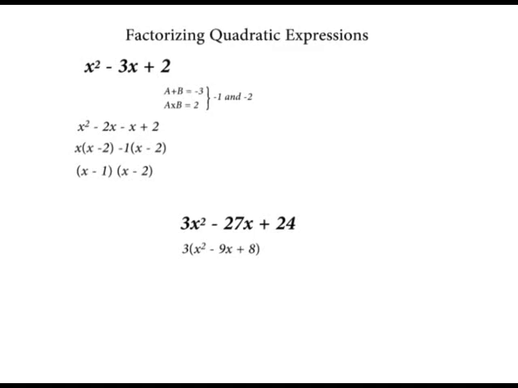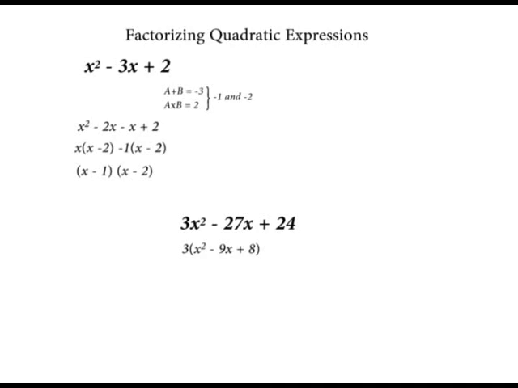Notice we are factorizing 3 out and not dividing by 3 because this is an expression and not an equation. If we had 3x squared minus 27x is equal to 24, then we can divide both sides of the equal sign by 3. But in expressions, we don't have an equal sign, and so we factorize. Alright, let's get back to our expression. Now we can factorize the quadratic expression inside the bracket.